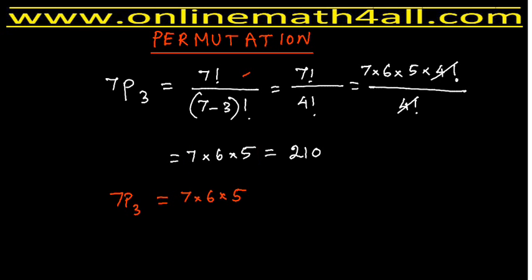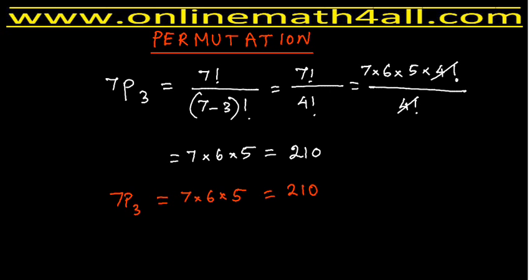So this step, this step, this step. We have avoided 3 steps and we have saved more time. So we'll be getting the same answer. 7 times 6 times 5 will be, again, 210. So we don't have to do 7 factorial over 7 minus 3 factorial. We don't have to do all this calculation.